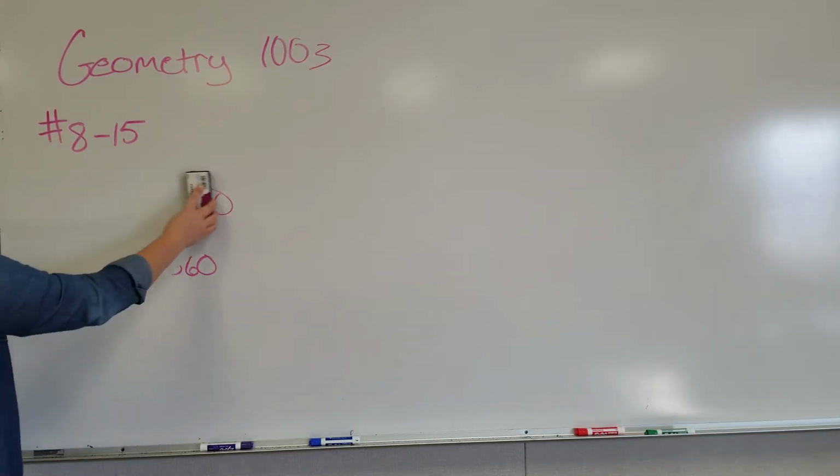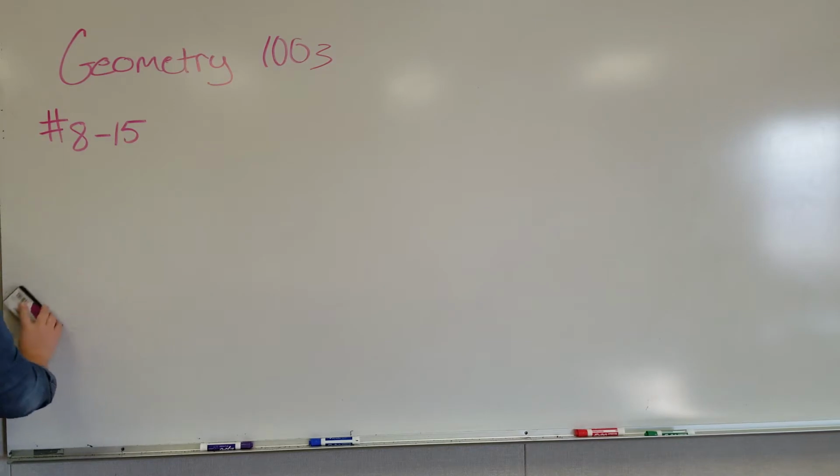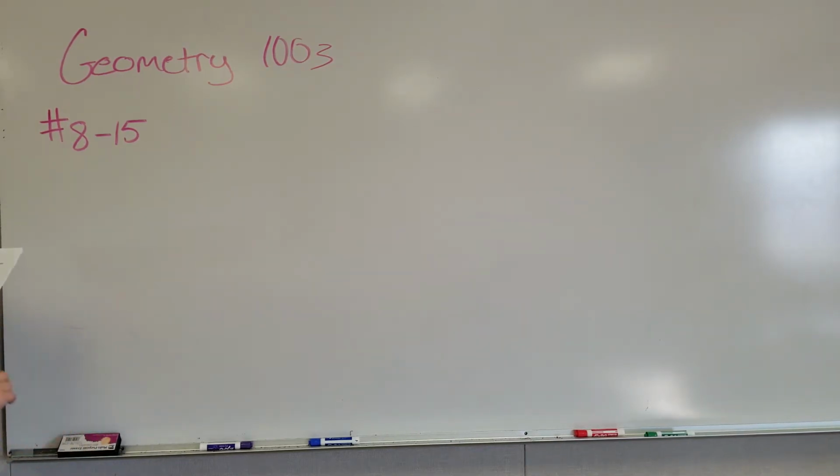Number 15. In a regular polygon, all of the interior angles are equal in measure. So we covered this already. In a regular polygon, all the angles are equal and all the sides are equal.